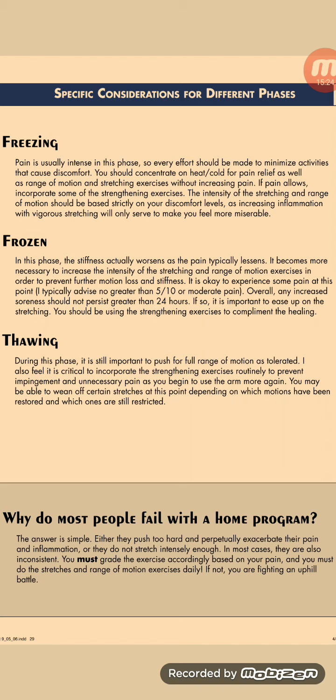If so, it is important to ease up on the stretching. You should be using the strengthening exercises to complement the healing. Thawing stage. During this phase, it is still important to push for full range of motion as tolerated. I also feel it is critical to incorporate the strengthening exercises routinely to prevent impingement and unnecessary pain as you begin to use the arm more again.